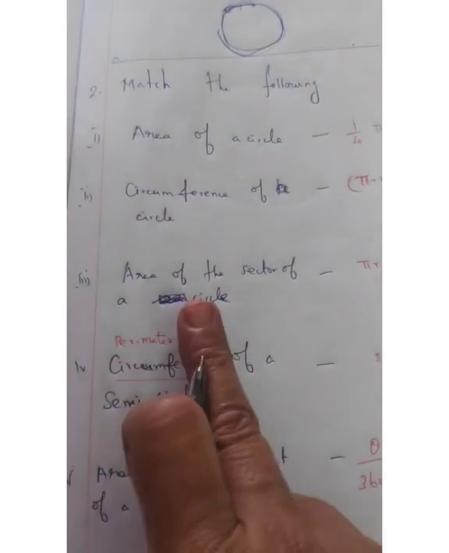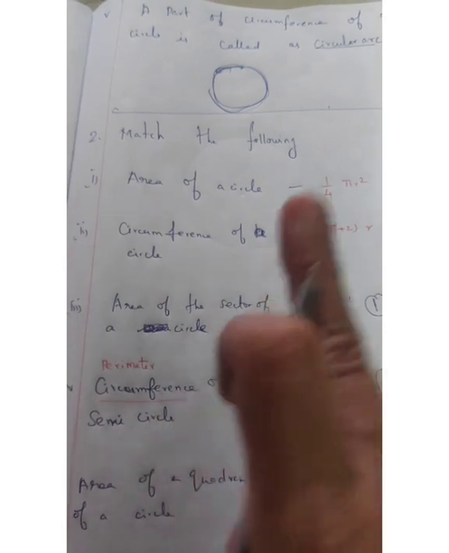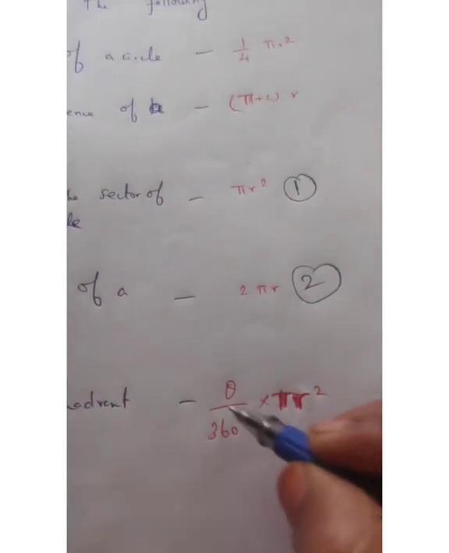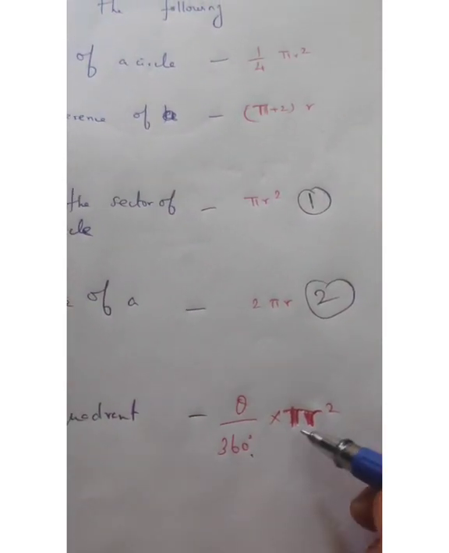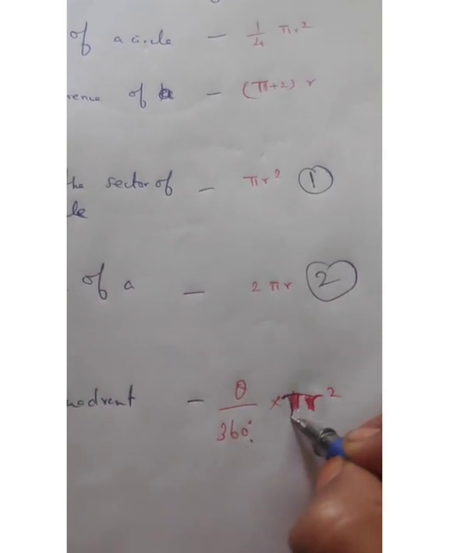Next, the third one. Area of the sector of a circle. For the area of the sector, the angle must come in. The formula is theta divided by 360 degree into pi r squared. Pi r squared. This is the third one's answer.